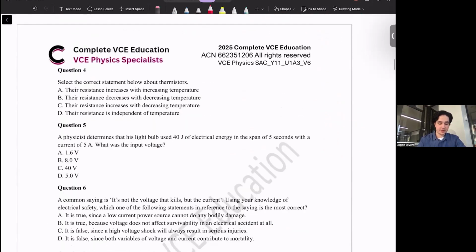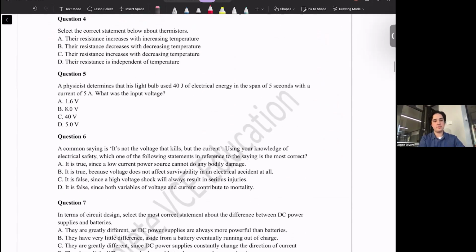Moving on to the next question, a bit of a rote learning question, actually. So select the correct statement below about thermistors. So A, their resistance increases with increasing temperature.